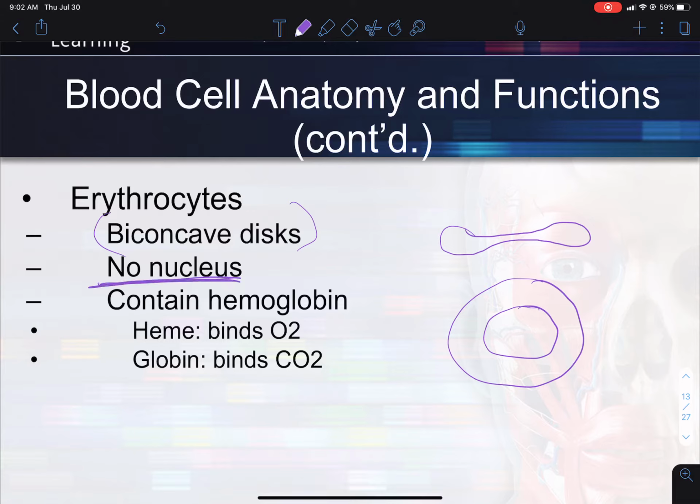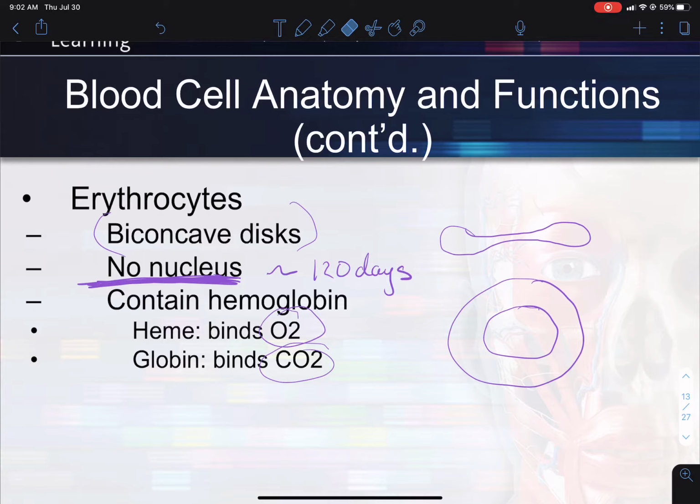These are the only cells in the human body that do not have a nucleus. Why? They don't really need one. Their only function is really to hold on to O2 and deposit it, and then hold on to CO2 and let go of it. And it'll do this with some proteins, which we'll talk about in a second. The red blood cell also doesn't live for that long. It only really lives for about 120 days.